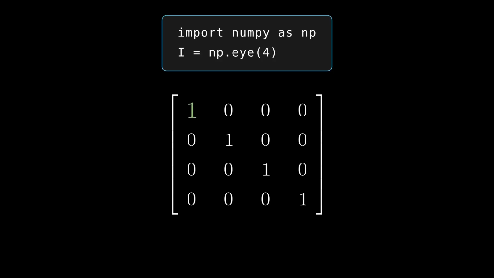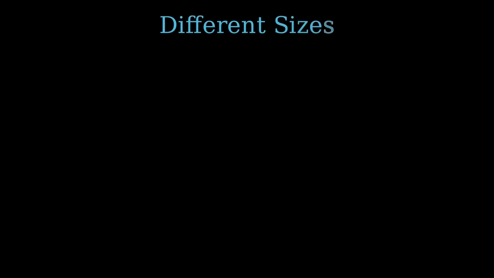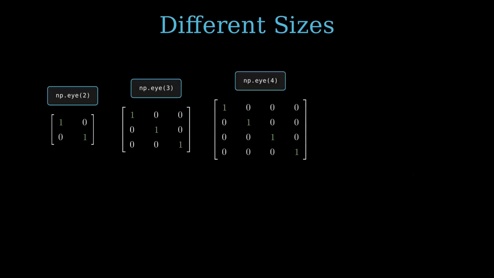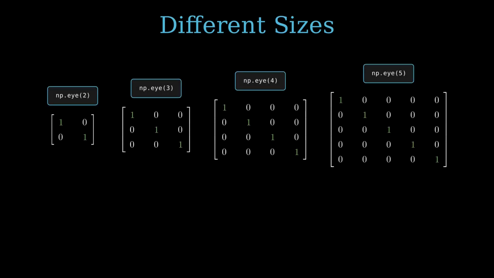This creates a 4x4 matrix. Watch as we build it step by step, placing ones on the diagonal. We can create identity matrices of any size. Let's compare 2x2, 3x3, 4x4, and 5x5 matrices side by side.